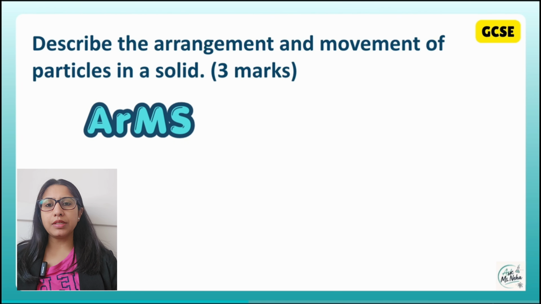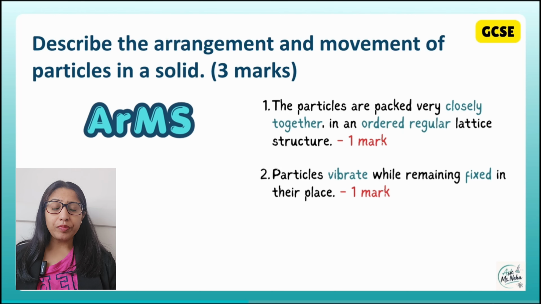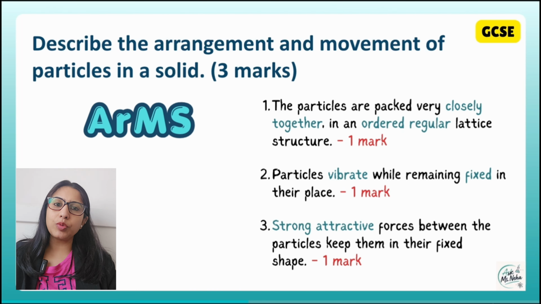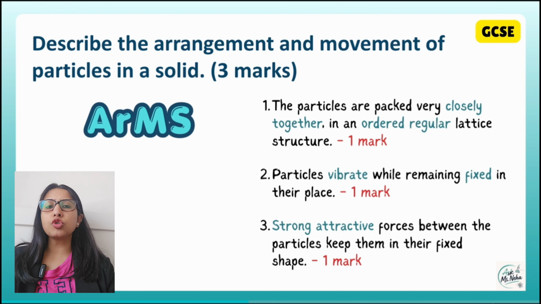First we'll describe the arrangement of particles in a solid, and we can say particles are packed very closely in an ordered regular lattice structure. For the movement, we must highlight that the particles vibrate while remaining fixed in their position. And lastly, for S, we can talk about the strength of the attractive forces. So we can say there are strong attractive forces between the particles which keep them in their fixed positions. Or you can also talk about the spaces between the particles. So you can say the particles are closely packed and thus they have minimum spaces between them. Did you get full score?